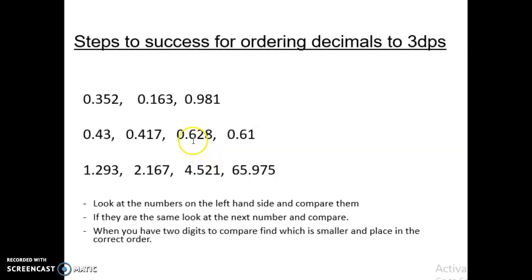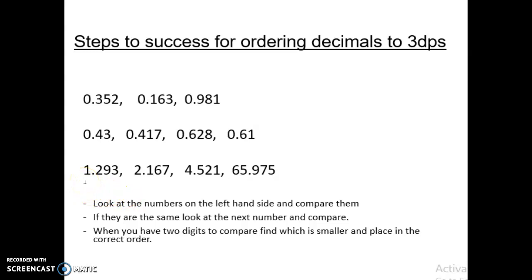Now we look at these 2 numbers. We've got 6/10 for both of them, so once again we go to the hundredths column. We've got a 2 and a 1. The 1 is obviously smaller. So in third place comes this number, and then the largest number is 0.628. You start from the left-hand side and work your way across. It does not matter if one number has more digits than another. That does not make it a bigger or a smaller number. So in order: 0.417, 0.43, 0.61, 0.628.